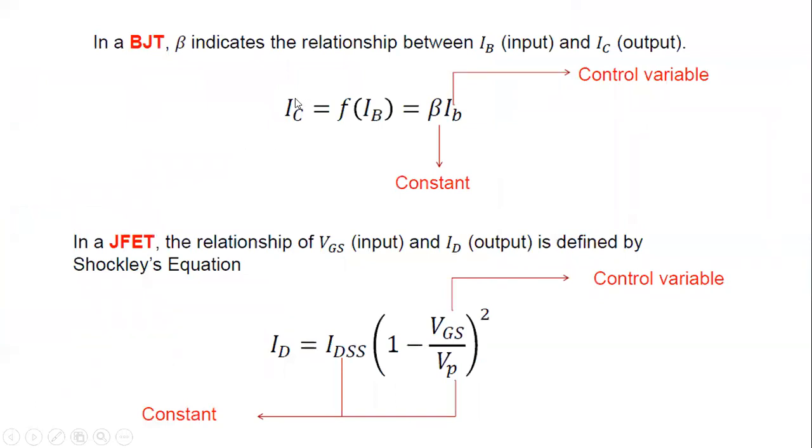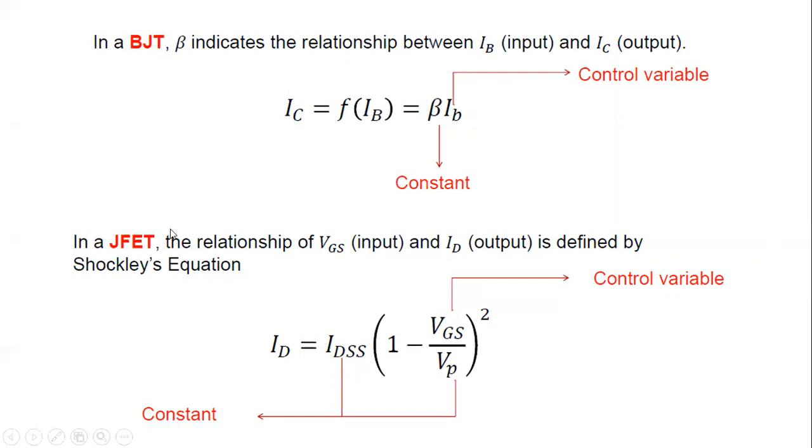Similar to the relationship between the input current and the output current of the BJT: the output current was the collector current IC, the input current was the base current IB, and beta was the amplification factor. So the output current was equal to the amplification factor beta times the input current IB. These were the equations for the BJT.